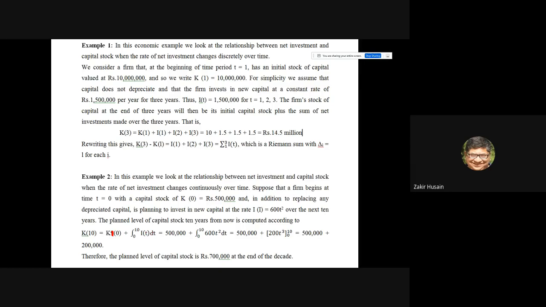Now K0 is 5 lakh. We put in the investment function. So we get 5 lakhs plus this integral, and you have to evaluate it from 0 to 10. Okay, so the planned level of capital stock after 10 years will be 7 lakhs.